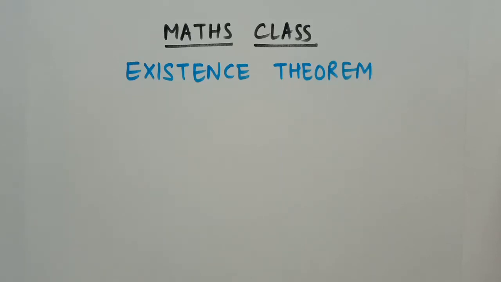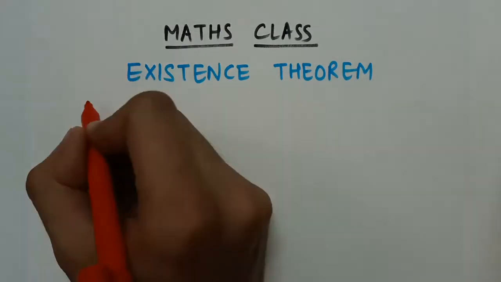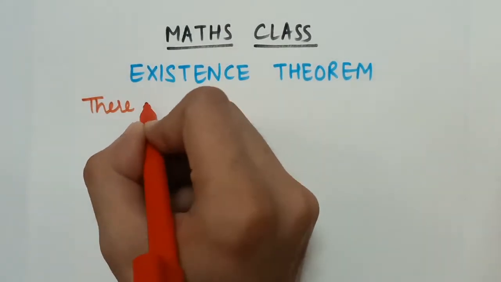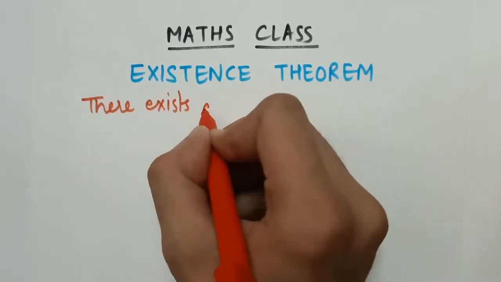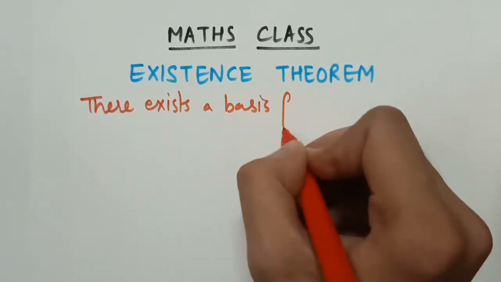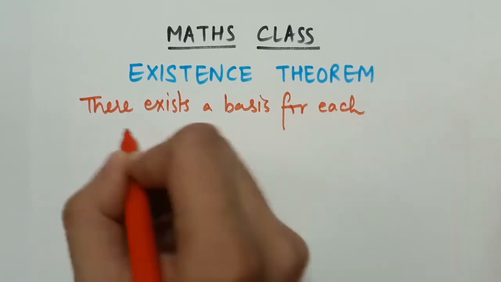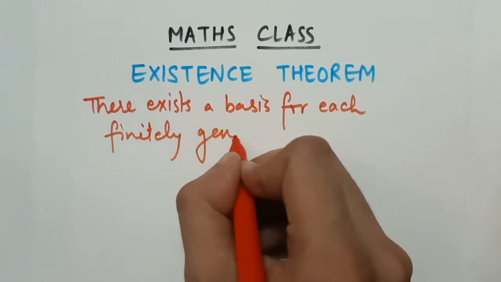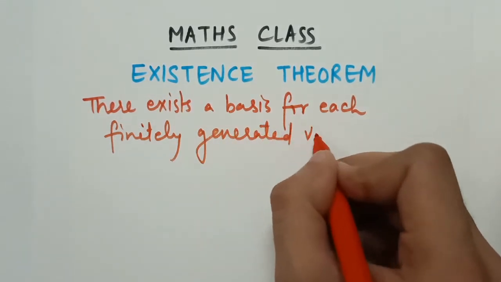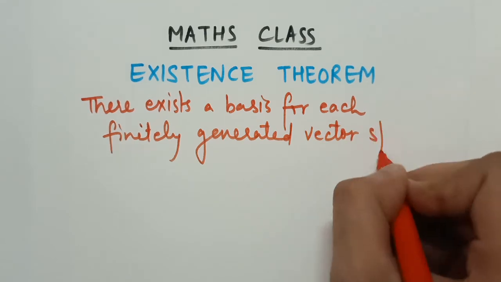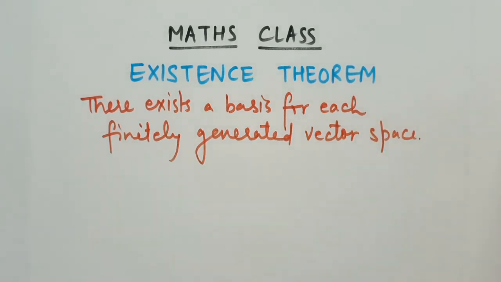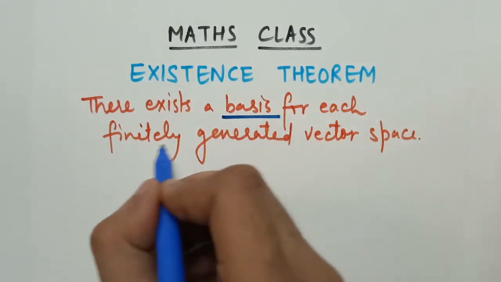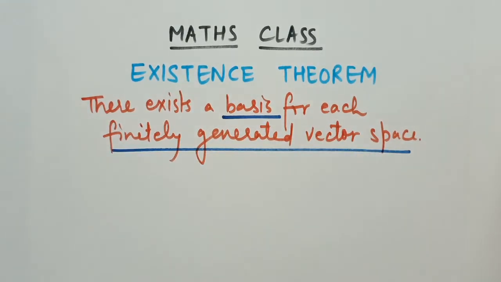Welcome to maths class. So today we are going to learn about the existence theorem. So what does it state? It states that there exists a basis for each finitely generated vector space. So first of all, we'll get to know about what is a basis and what is a finitely generated vector space.